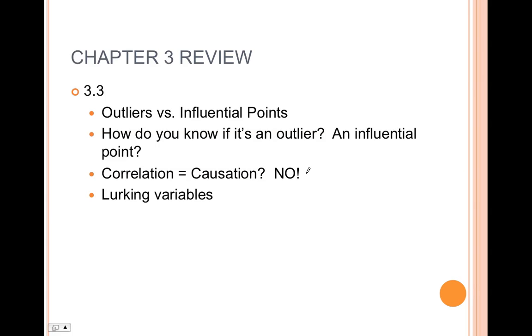And then these last two, you need to remember that correlation is not the same thing as causation. And you need to be on the alert for lurking variables. Okay, X and Y aren't the only variables. There are other things that are influencing their relationship.